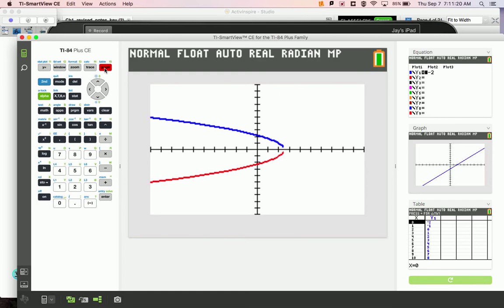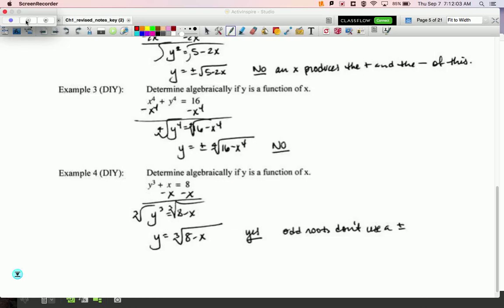So there are a few more examples for you to look at, these DIYs. I would like you to look at them and see what you can come up with. Okay, example 3, the DIY, again, to get rid of the y to the 4th, you'd move the x to the 4th over. Then to get rid of the y to the 4th, you take the 4th root. But that's an even power that you're getting rid of, so you have to put plus or minus back in. And again, you're running into that situation where one x is producing more than one y. So no, it's not a function.